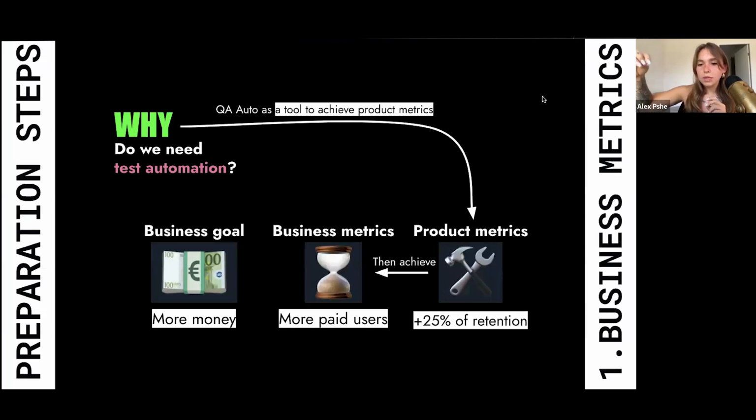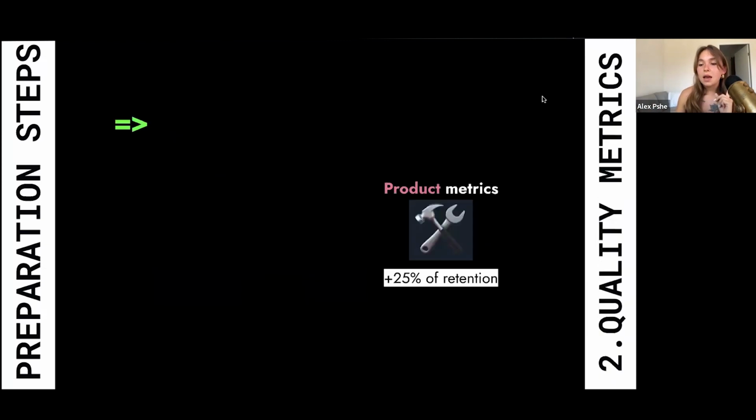So when we create our system, we can help our business to achieve this state of more money by achieving business metrics and by achieving product metrics. So it's kind of this chain, you know. So okay, that's really important to remember this part. But what about quality metrics, how can they be related to product metrics?